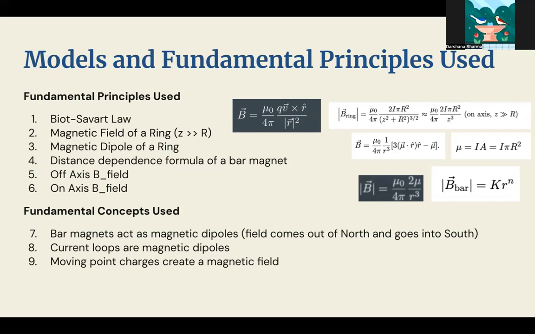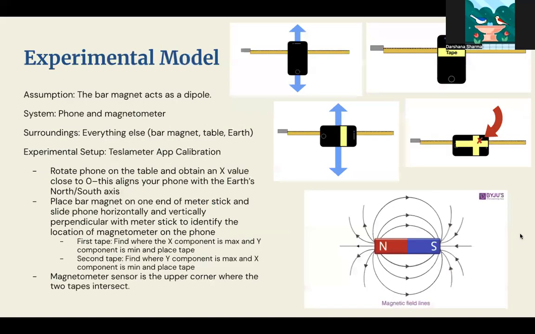And some other concepts used are that bar magnets act as magnetic dipoles, as the field comes out of the north end and goes into the south. This helps us also understand that current loops are also acting as magnetic dipoles, and the moving point charges create the magnetic field. So for my experimental model, first we assume that the bar magnet acts as a dipole, and the system is the phone and the magnetometer, and the surroundings is everything else, including the bar magnet, the table, and the Earth, as these things all impact the magnetic field in some way.